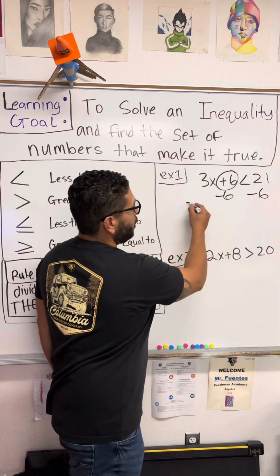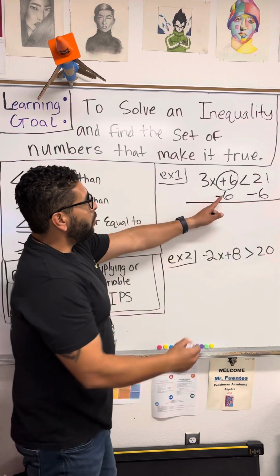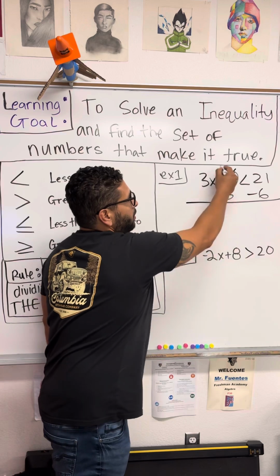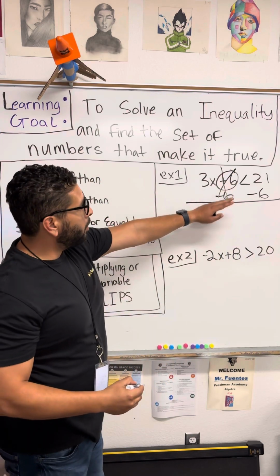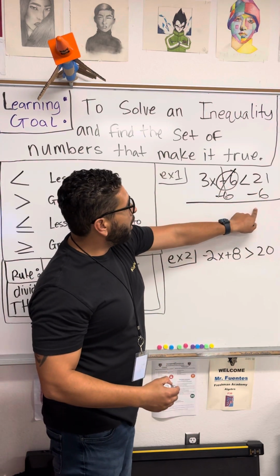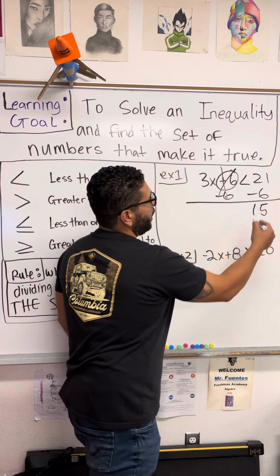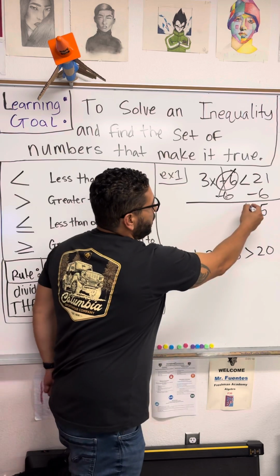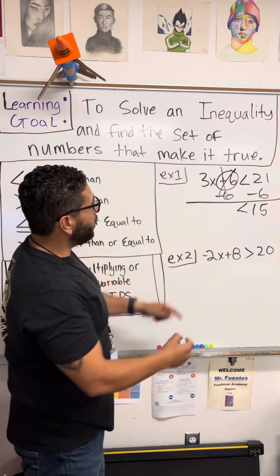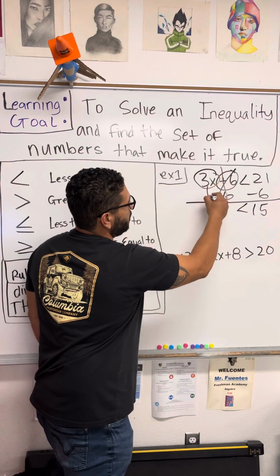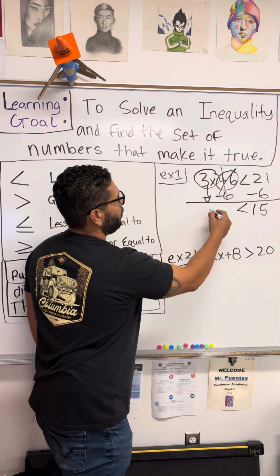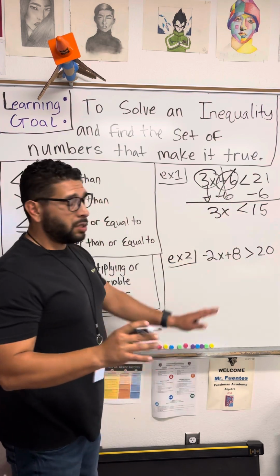All right? Draw your line to do some math. Your plus 6 minus 6 goes away. Karate chop that out of there. And then 21 minus 6 is 15. Bring that down. Bring down your inequality sign. And then bring down your 3x because that's what's still left over there. So, all right, we're almost done.